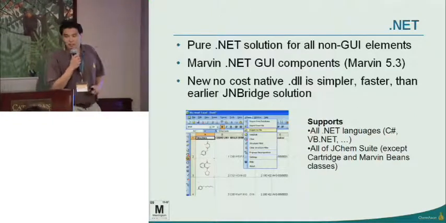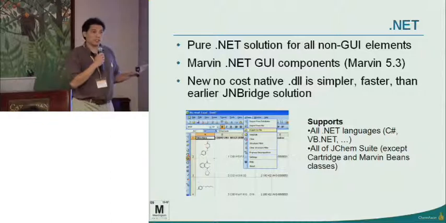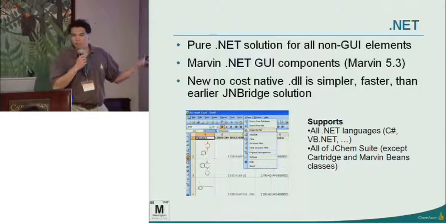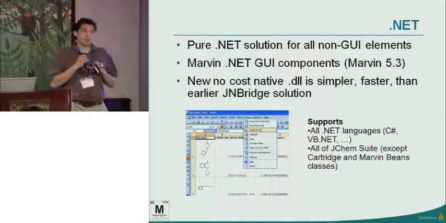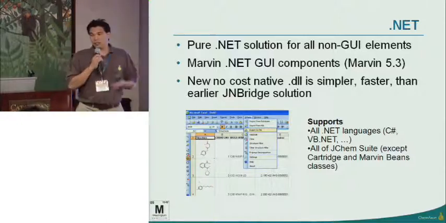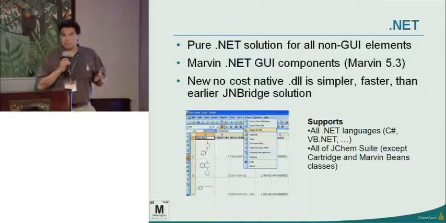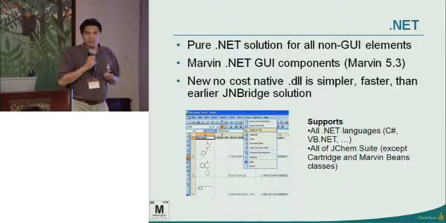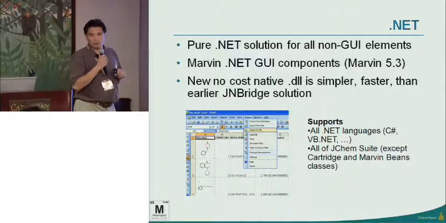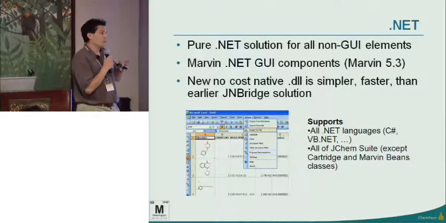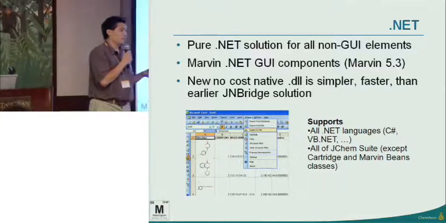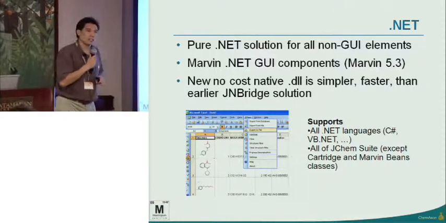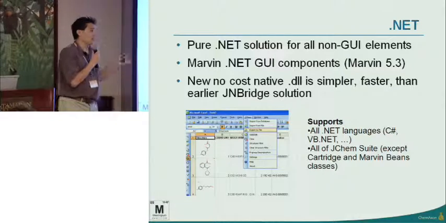The .NET solution is a pure .NET solution. Before we had something slightly different. Now we've got something that's no cost to you. It's a native DLL, so it's simpler, faster, easier to use than that older solution. And of course, as we know, with the 5.3, everything will be covered, including the Marvin GUIs. And we saw, I think, Akash demoed those this morning, and they look great, I think.